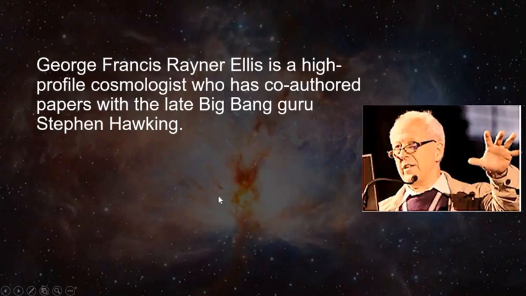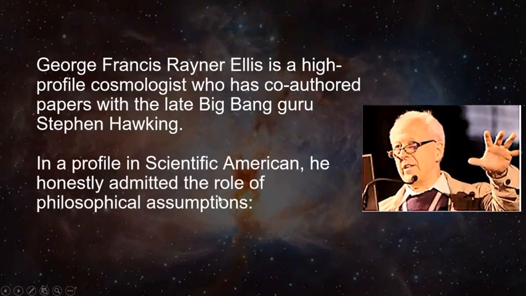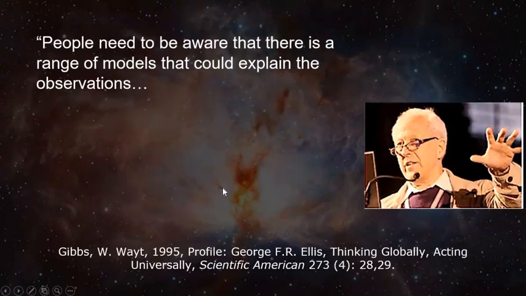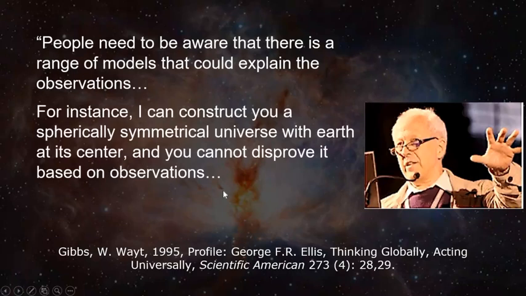So there's a person called George Francis Raymer Ellis, a high-profile cosmologist who has co-authored papers with the late Big Bang guru Stephen Hawking. In a profile in Scientific American, he honestly admitted the role of philosophical assumptions. He stated, "People need to be aware that there is a range of models that could explain the observations. For instance, I can construct you a spherical, symmetrical universe with Earth at its center, and you cannot disprove it based on observations."